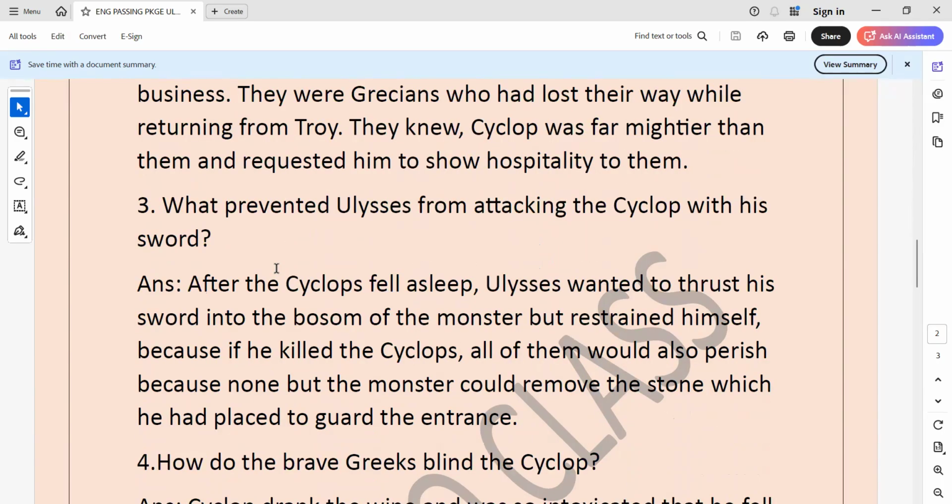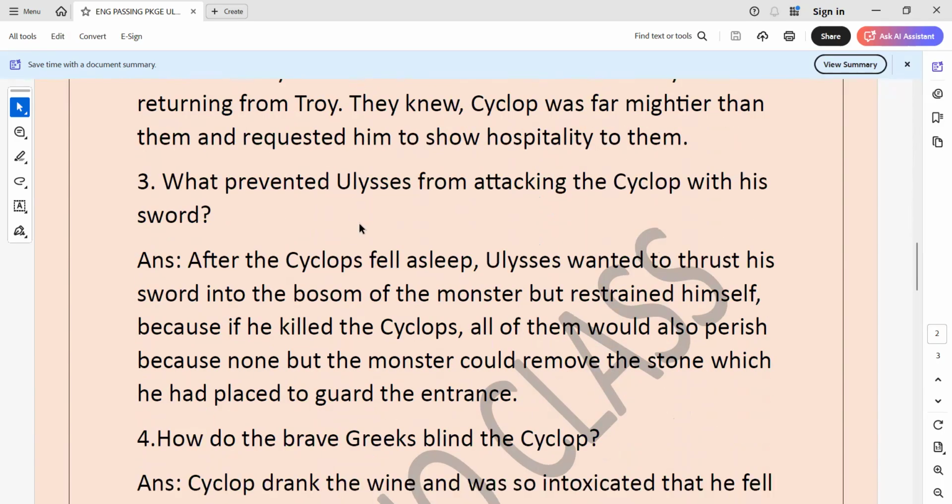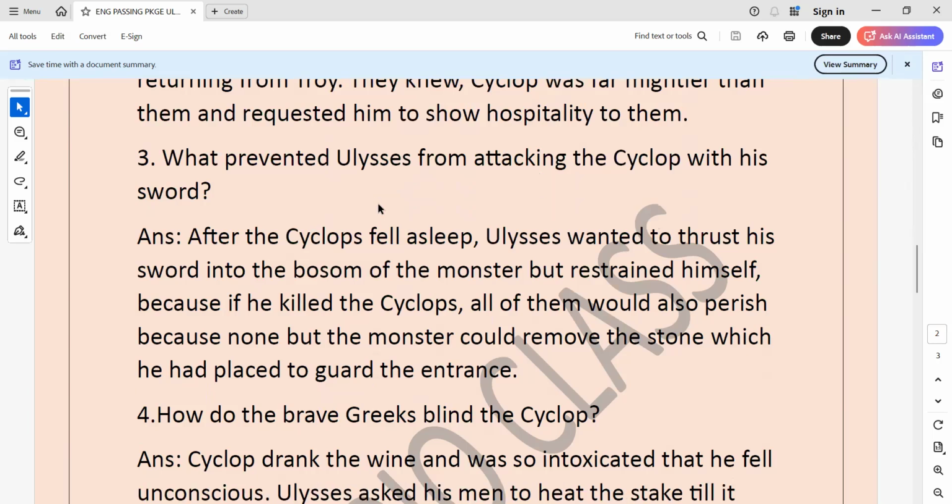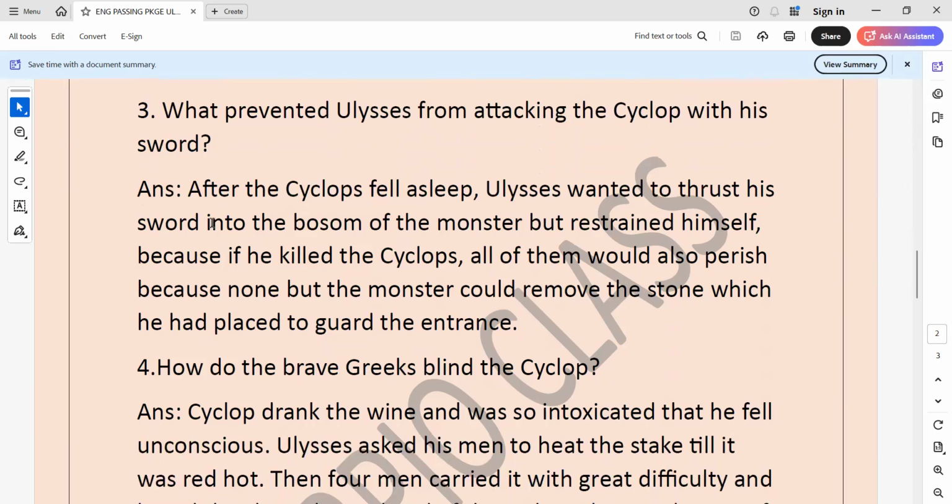Next question. What prevented Ulysses from attacking the Cyclops with his sword? Answer, after the Cyclops fell asleep, Ulysses wanted to thrust his sword into the bosom of the monster, but restrained himself, because if he killed the Cyclops, all of them would also perish, because none but the monster could remove the stone which he had placed to guard the entrance.